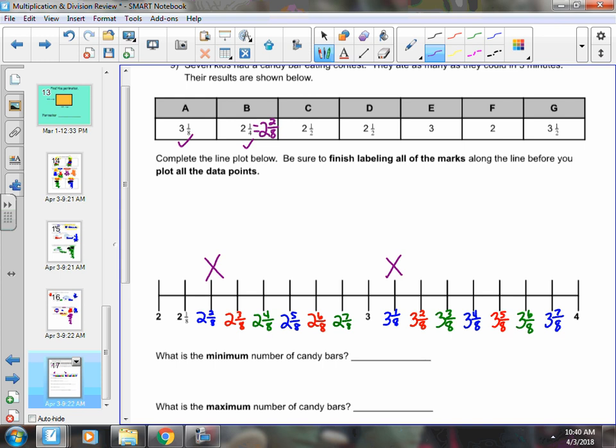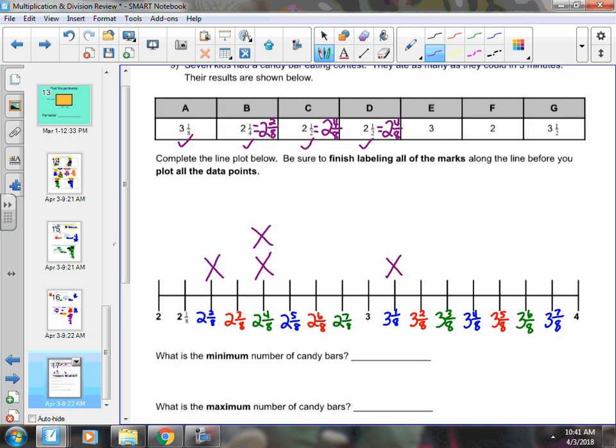Okay. Letters C and D are both 2 1/2. If we quadruple the bottom and quadruple the top, we know that 2 1/2, and you probably already know this, is 2 4/8. Because 4/8 is the same thing as a half, right? If you got a 4 out of 8 on a test or on a quiz, you got half. So 2 1/2 is 2 4/8. So I need an X here, 2 4/8, and I need another X for 2 4/8.